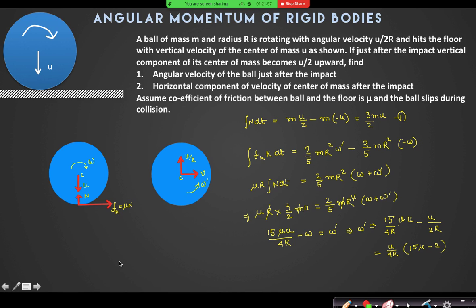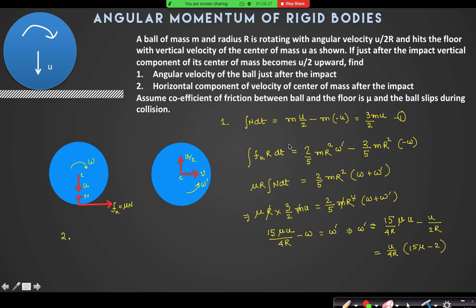Yes or no? Sir, could we not have conserved the angular momentum about the point of impact? I think you can do it if you neglect this small displacement, just after the collision. Let us first find it the first way.